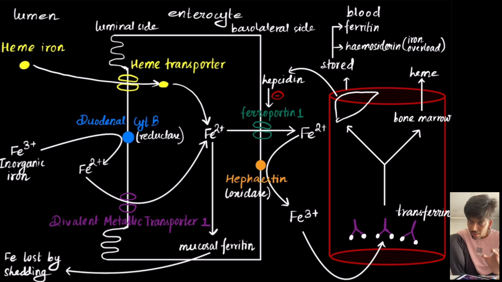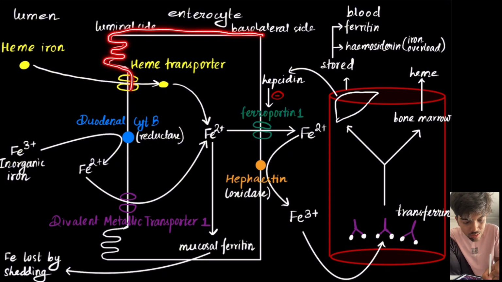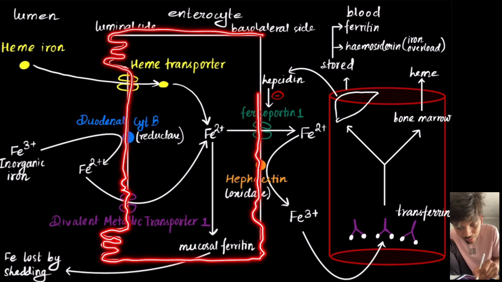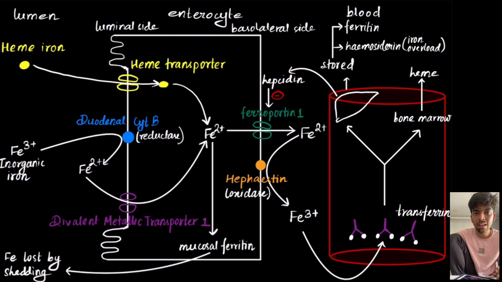It looks complicated, but trust me, I'll make it really easy for you. Just follow me. First, you have your enterocyte. What is an enterocyte? It is the epithelial cell making the inner lining of your intestine. There's your enterocyte, the epithelial cell of your gut.